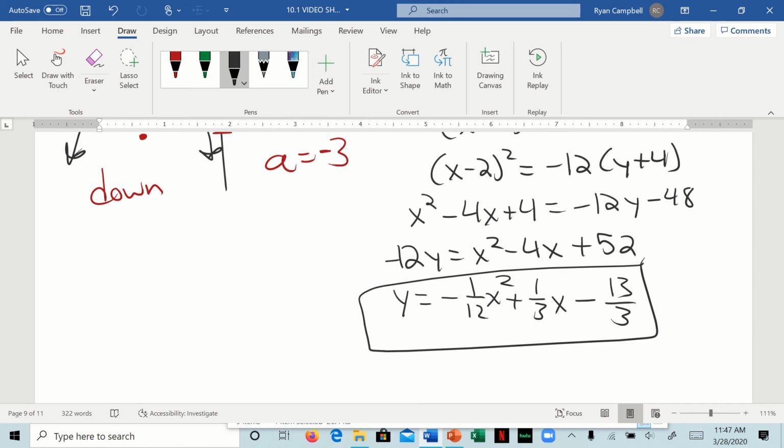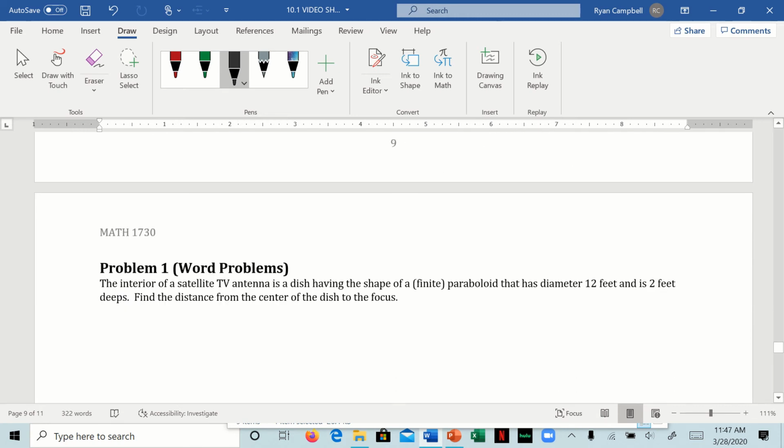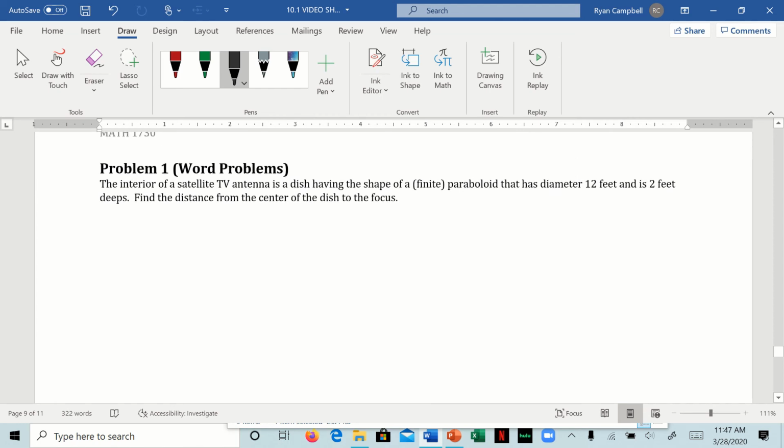All right. Now we just have 2 word problems and we're done. And for these, actually, these are going to be the easiest word problems you have ever done. It's going to be so great.